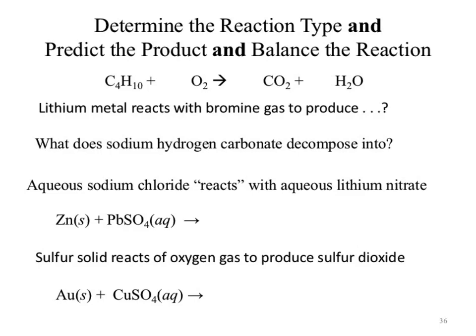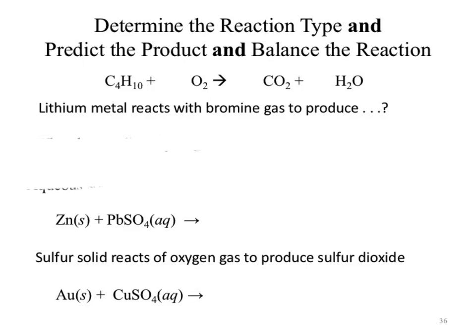Lithium metal reacts with bromine gas to produce. So if we started this reaction out, what would we convert this to? Li, good first step. I like it. Plus Br2. How did you know it was Br2? It's part of the hockey stick. Acceptable. To produce. What type of reaction is this? Combination. Are you expected to predict combination reactions? No. Next question.